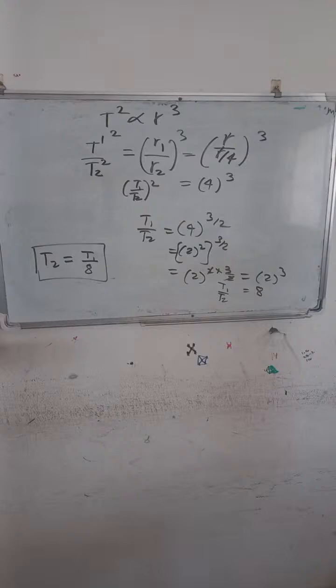B, the linear speed remains constant. C, neither the angular momentum nor angular speed remains constant. D, the angular speed remains constant.